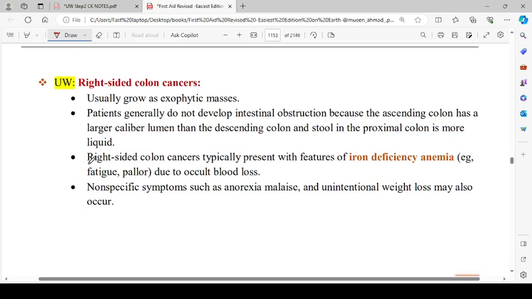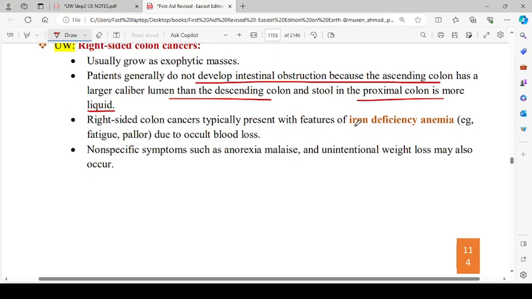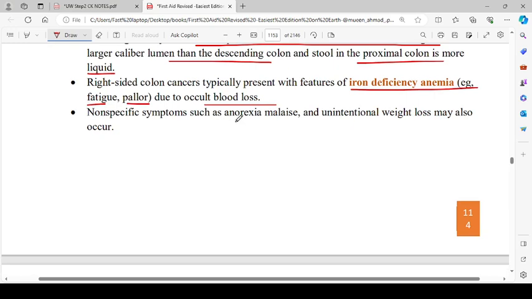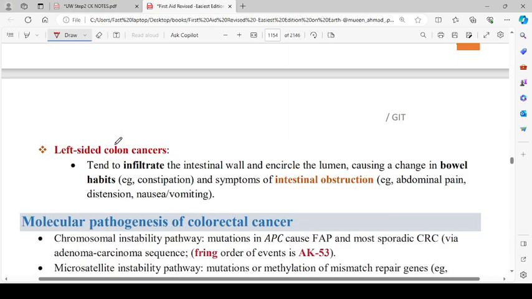So the UWorld point is that right-sided colon cancer usually grows as exophytic masses. Patients generally do not develop intestinal obstruction because the ascending colon has a larger caliber lumen than the descending colon, and stool in the proximal colon is more liquid. Right-sided colon cancer typically presents with features of iron deficiency anemia, for example, fatigue and pallor due to occult blood loss. Non-specific symptoms such as anorexia, malaise, and unintentional weight loss may also occur.